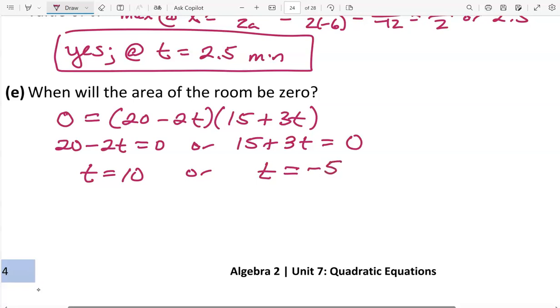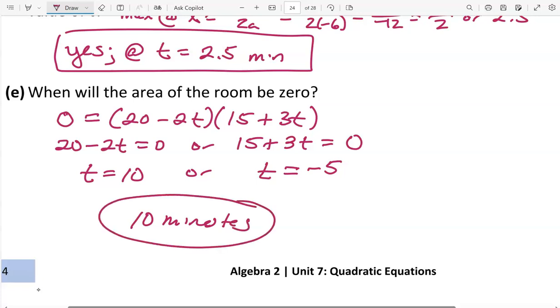So when will the area of the room in the context of this problem be 0? That would be at 10 minutes, because the negative 5 is before the timer actually started.